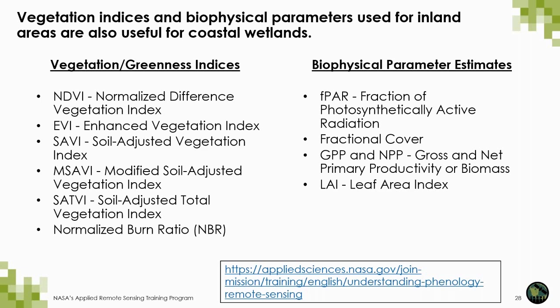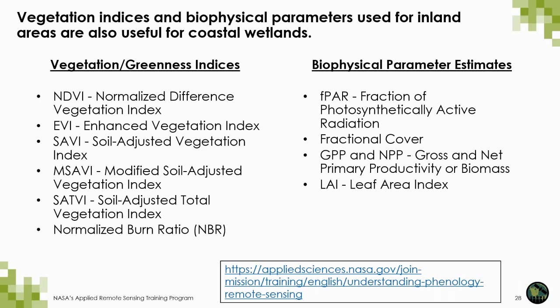NDVI, for instance, uses a ratio between the red and near-infrared regions of the spectrum, and is probably the most used index to study vegetation health, phenology, and other parameters as well. EVI, or Enhanced Vegetation Index, is a similar index, but it also incorporates the blue band of the spectrum. And EVI is usually used in areas where NDVI tends to saturate, such as high vegetation density areas.